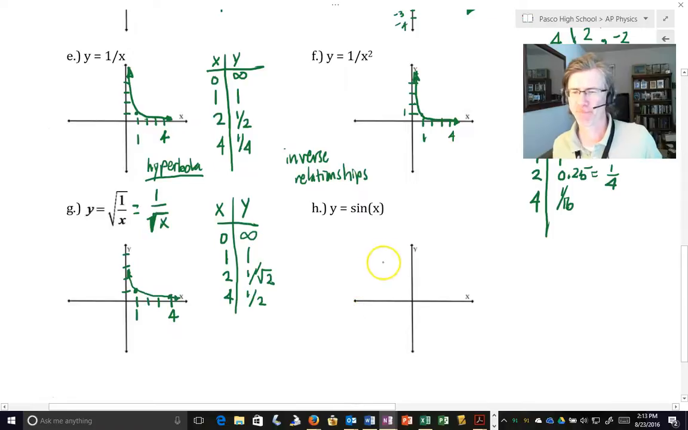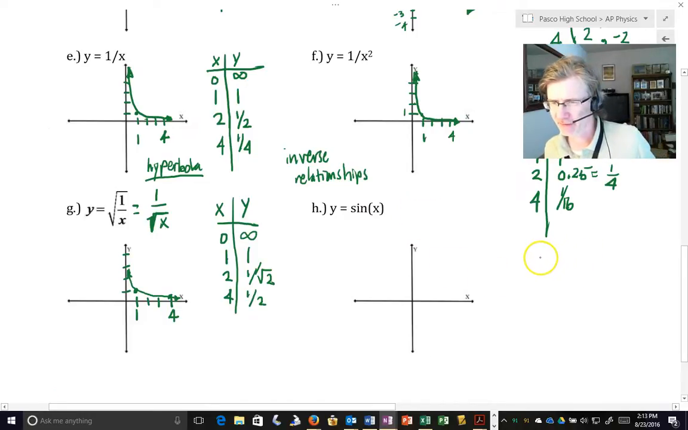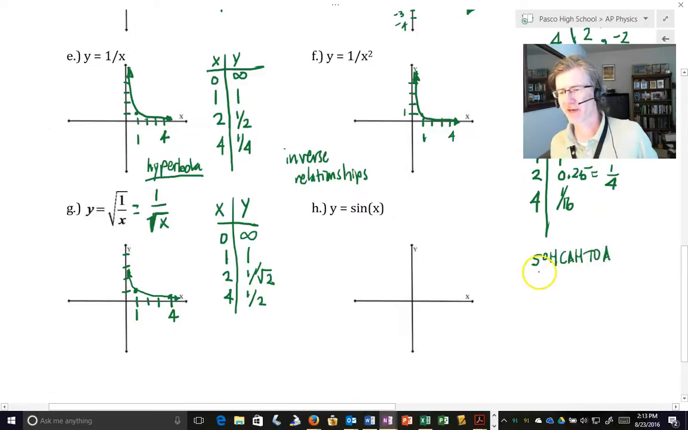Okay, so now y equals sine of x. Sine is called a transcendental function. It's also called a circular function. Here's what you need to remember: SOHCAHTOA. Sine is the opposite over the hypotenuse. Cosine is the adjacent over the hypotenuse in a triangle, and the tangent is the opposite over adjacent.